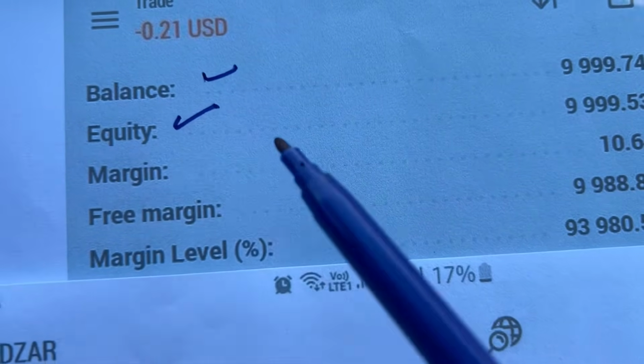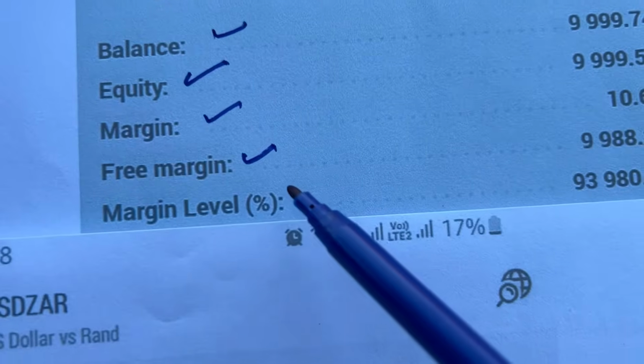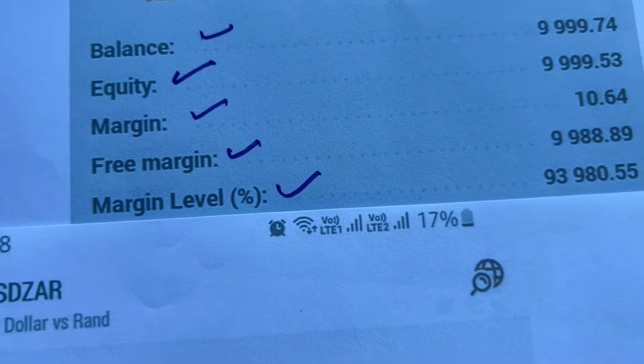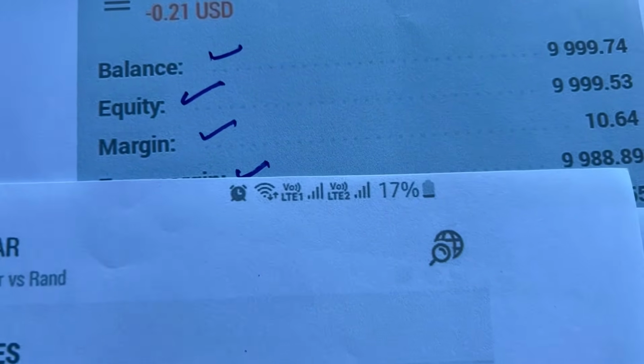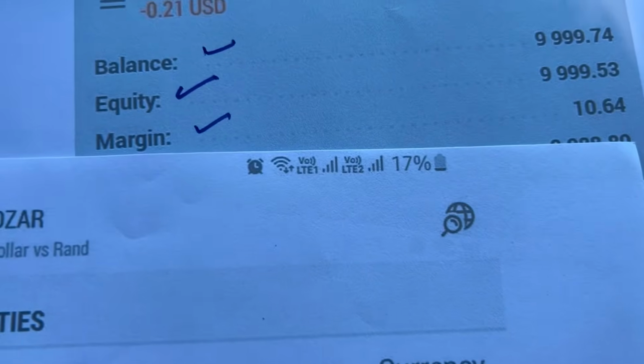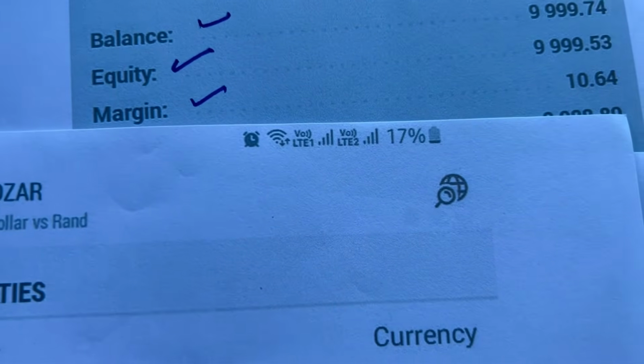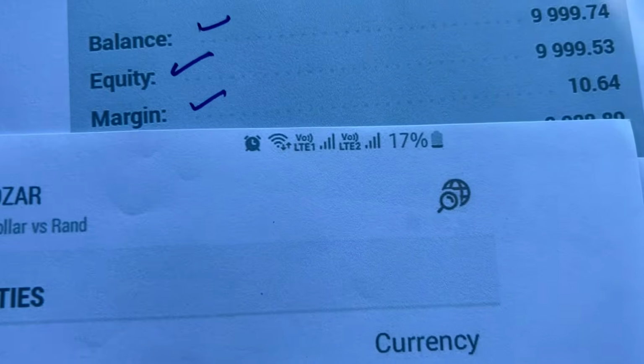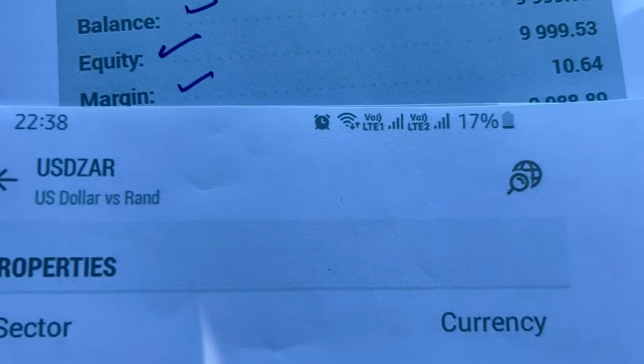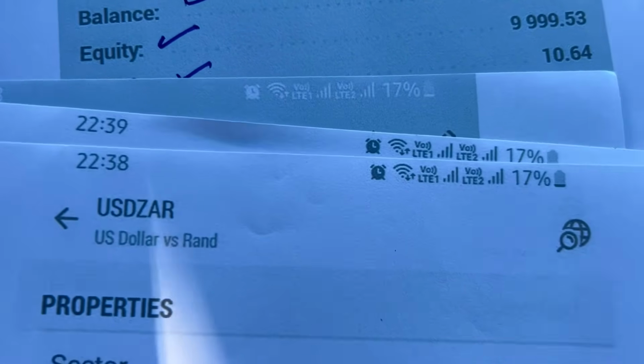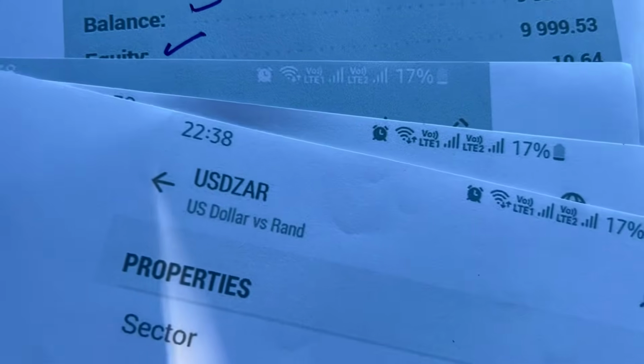Balance, equity, margin, free margin, margin level. Now I would love us to look at the parameters for you to trade Forex, so that you understand what you are doing and what is going on over here, when you are buying units and selling units. And you are buying and selling them via what? Via lot size.